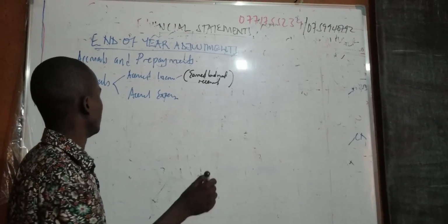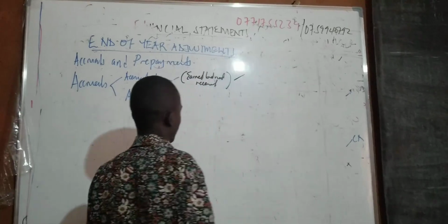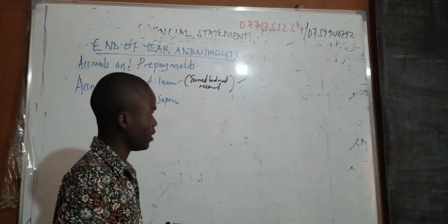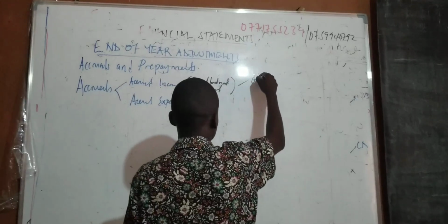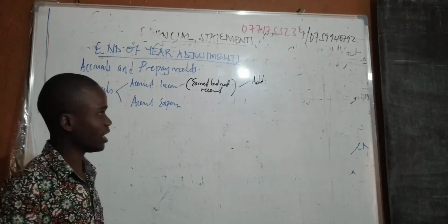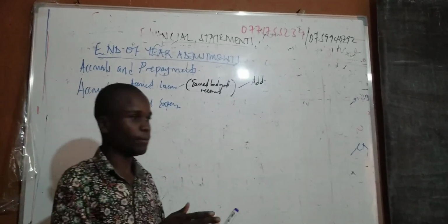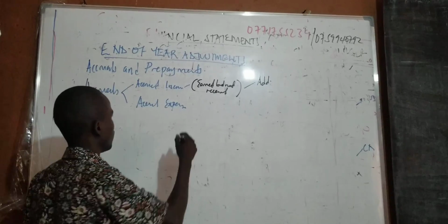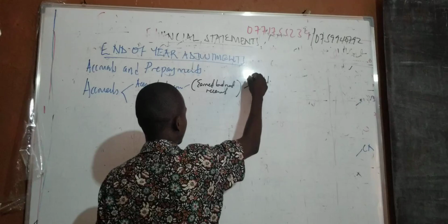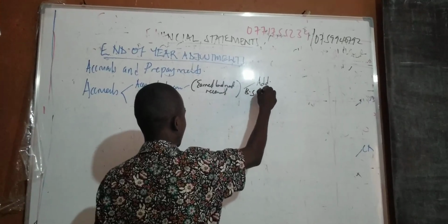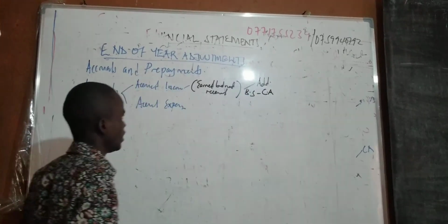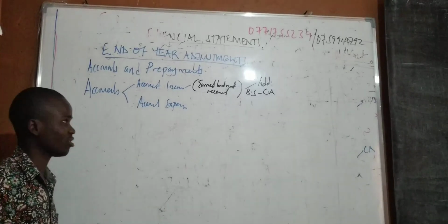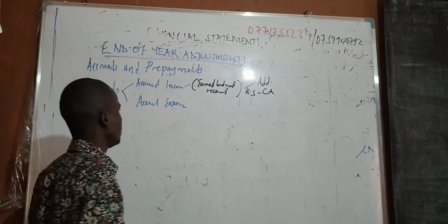And this income, in the income statement, we always add it to the corresponding income. Assuming there was rent income, you come and add the accrued income. As we are doing the question, we shall see. Then in the balance sheet, it is a current asset.